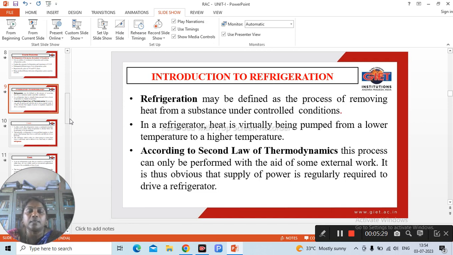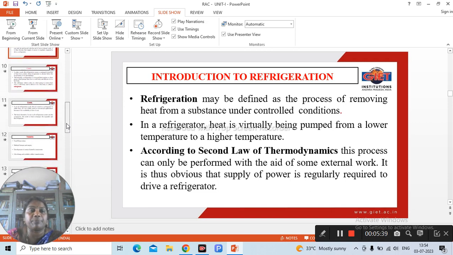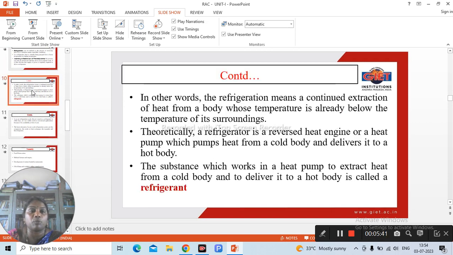A supply of power is regularly required to drive a refrigerator. So the refrigeration system depends upon the second law of thermodynamics. In other words, the definition of refrigeration is the continued extraction of heat from a body whose temperature is already below the temperature of its surroundings.